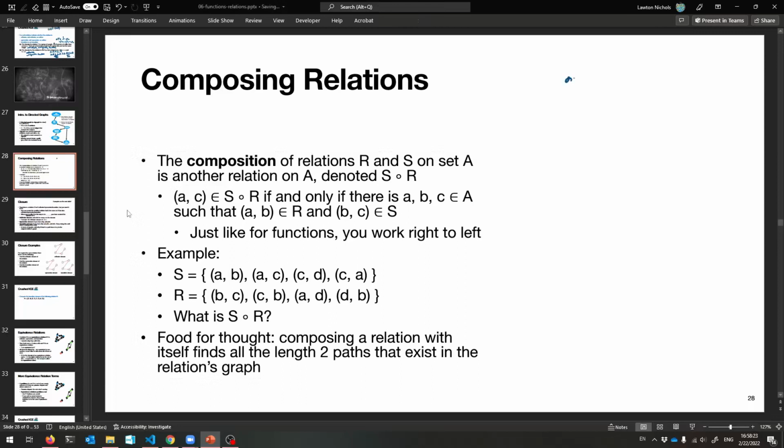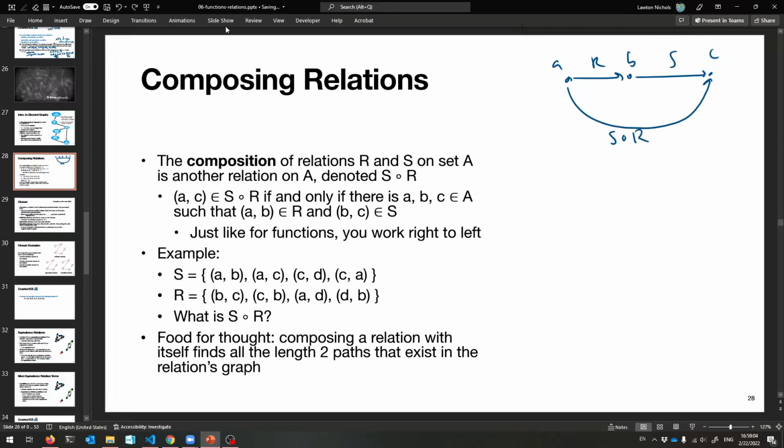So here's the idea. If A is related to B, here's A and B, here's R, and B is related to C under the relation S, then we know that A is related to C under S after R. So do R first, then S. Anywhere you can get there in that order, you have an arrow. Okay, so that's the composition of those two relations. Hopefully that makes sense. So you work right to left just like you do for functions. It's the same kind of concept. First do R, then do S.